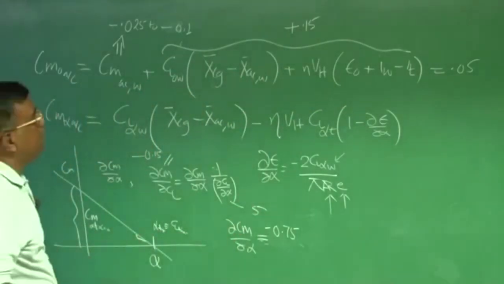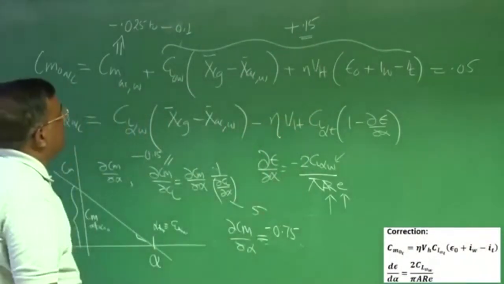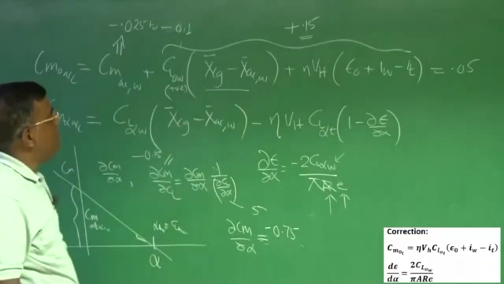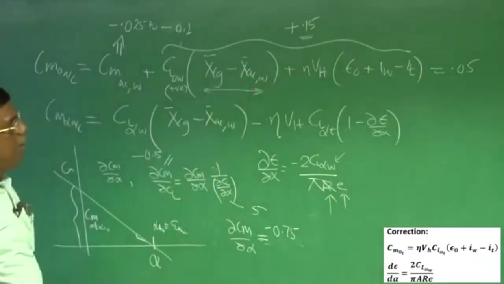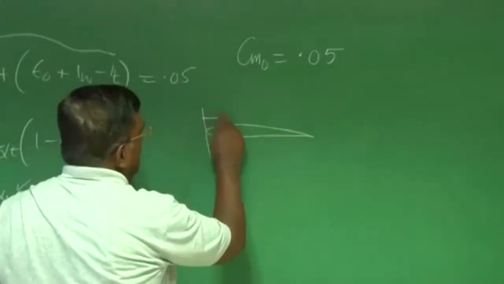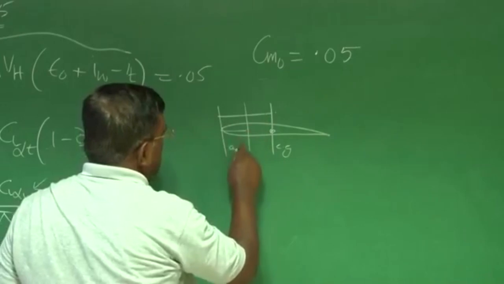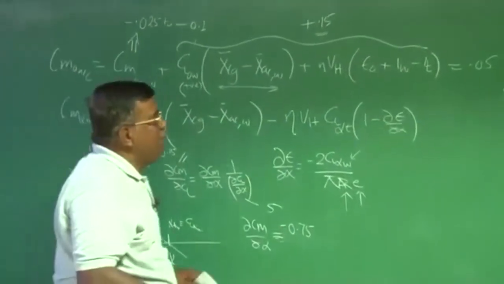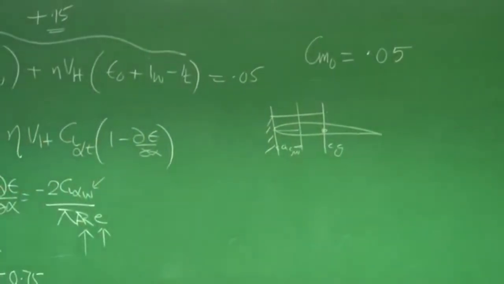Now the question is, how do I get such a huge positive component using these two expressions? What are the options you have got? We know the CL naught into this. This term is positive, no issues. This will give a positive contribution as long as this difference is positive. And this difference being positive means, if you see our diagram, this is CG, and somewhere here it is AC. XCG minus AC has to be positive, that means AC of the wing should be ahead of CG of the wing.